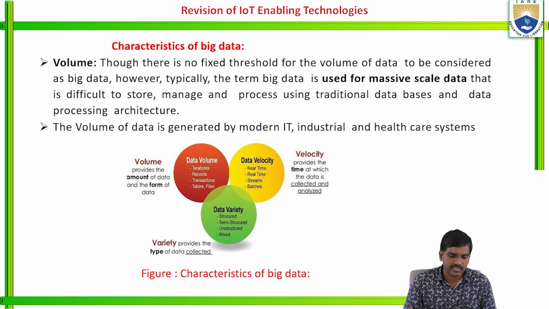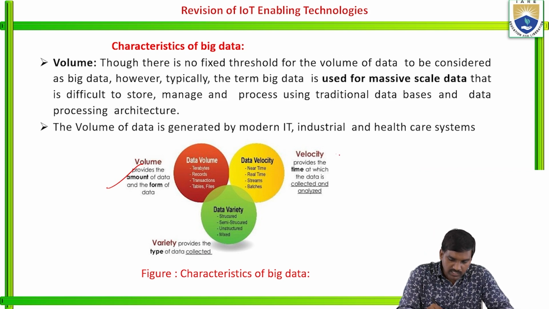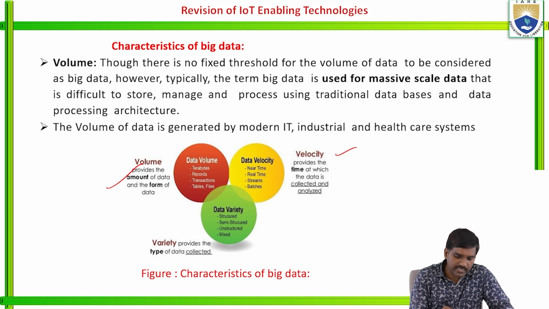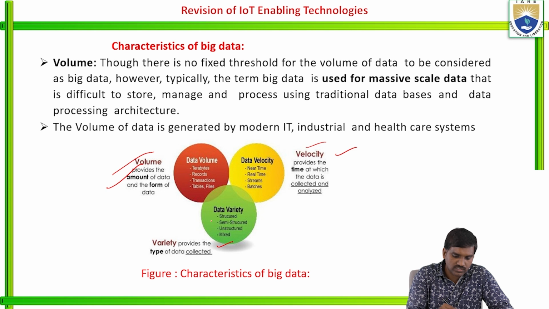Characteristics of big data: the three Vs. Volume provides the amount of data, how much data and the form of data. Velocity provides the time at which the data is collected and analyzed. And variety provides the type of data collected. That is these three: volume, velocity, and variety. These three are the characteristics of big data.